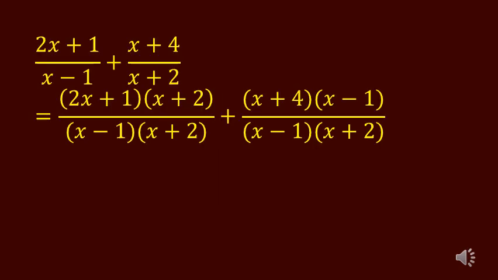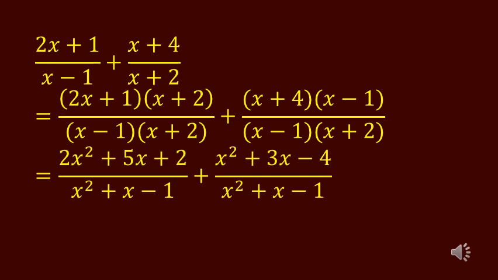So here the common denominator is going to be x minus 1 times x plus 2, and I need to multiply both fractions by what's missing on the bottom. Something you might have noticed both on this problem and the one before it is I always put parentheses around each of those terms. Part of that is it just makes it easier to do the multiplying when I get to the next step. I do distribute everything out, and that means I get 2x squared plus 5x plus 2 all over x squared plus x minus 1, and then plus x squared plus 3x minus 4 all over x squared plus x minus 1.